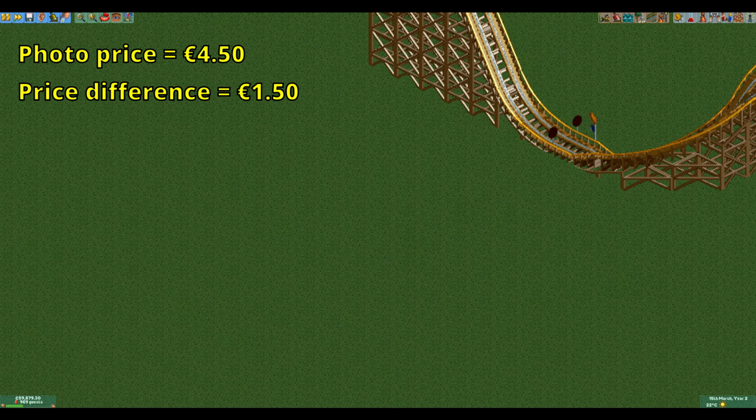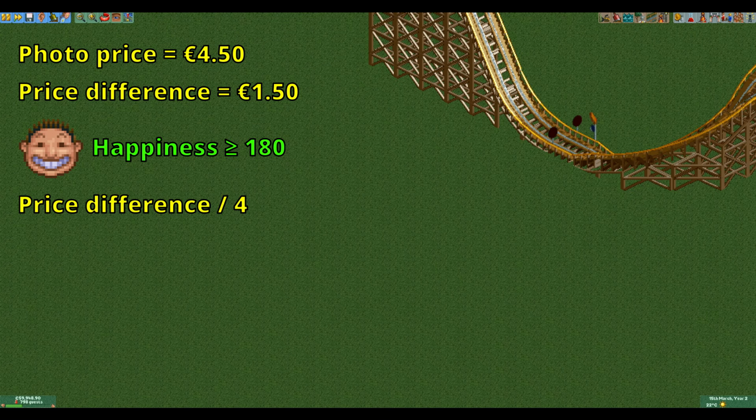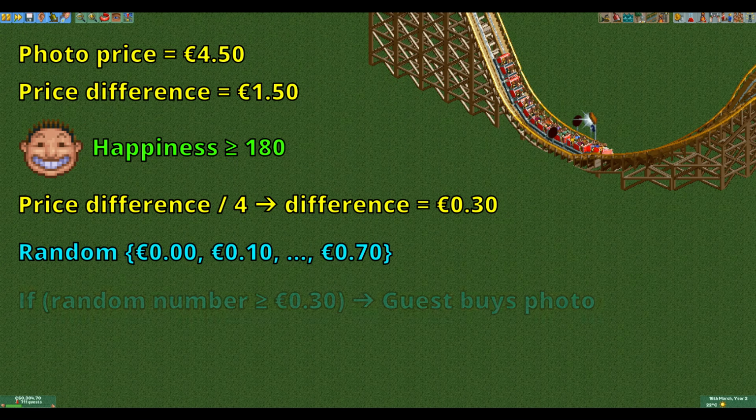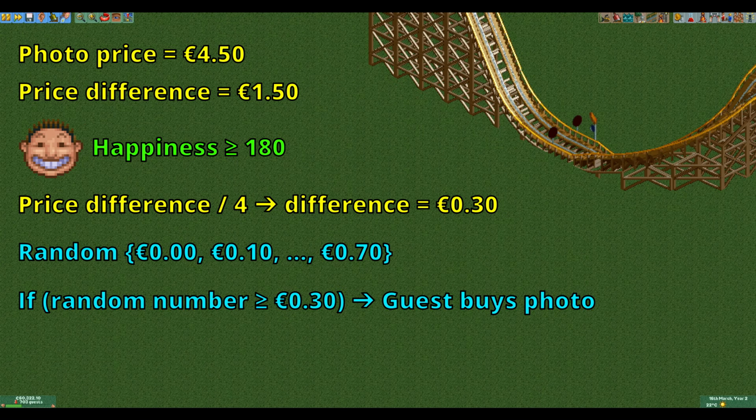photo. Lastly, we have a very happy guest with a happiness value of over 180. Now the difference of 150 is divided by 2 and rounded down twice, or just divided by 4 and rounded down. 150 divided by 4 and rounded down is 30 cents. So now if the random number is 30 cents or higher, the guest will buy the photo. This is a 5 in 8 chance, or 62.5%.